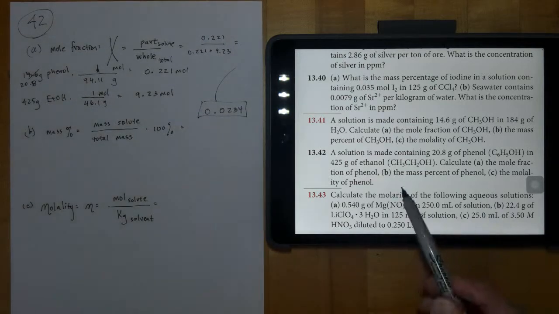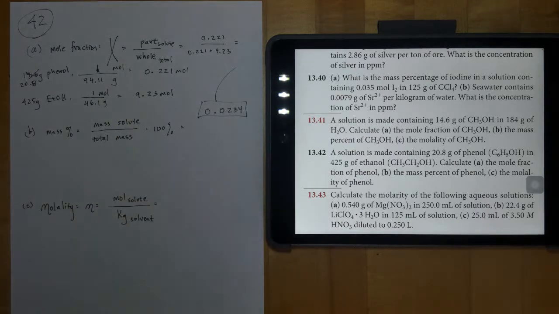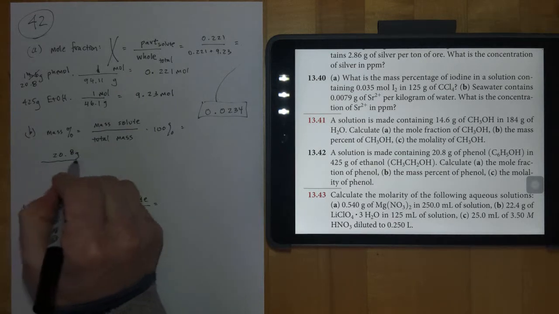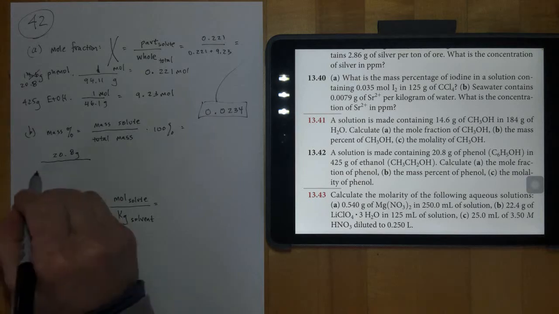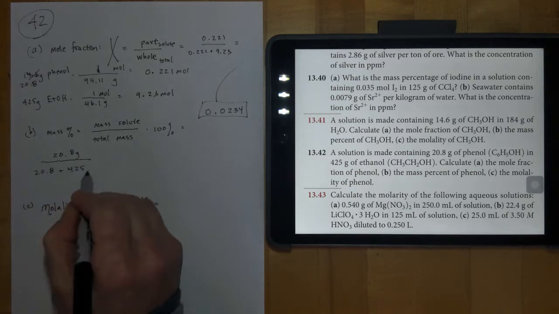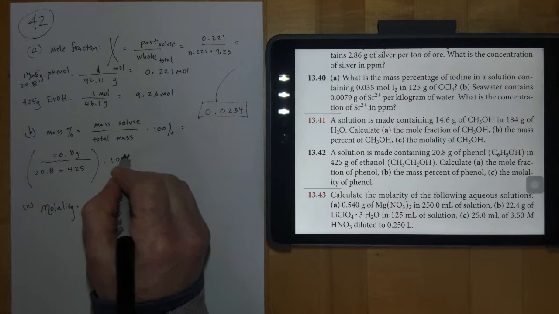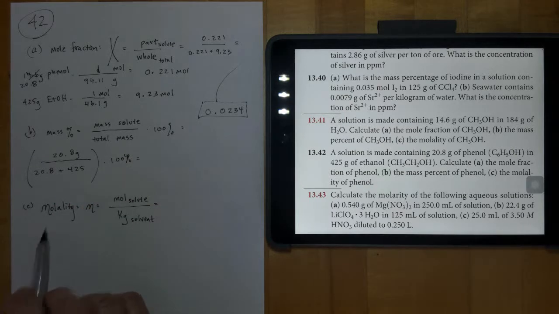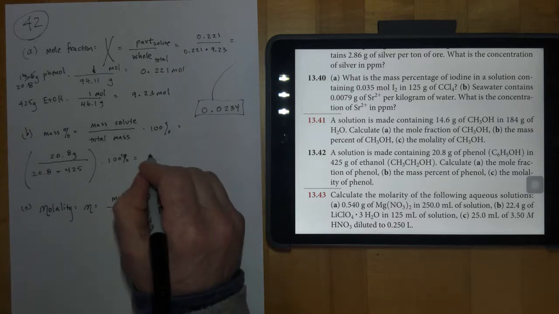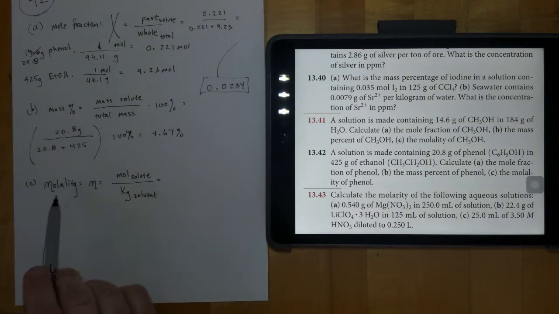Letter B, the mass percent of phenol, so that's equal to the mass of the solute divided by the total mass, and we're given our mass right here, so that would be 20.8 grams, divided by the total mass, which is 20.8 plus 425. So part divided by the whole thing added together, and then times 100%. And when we take this and divide it by those two added together and then multiply it by 100, we end up with 4.67%.